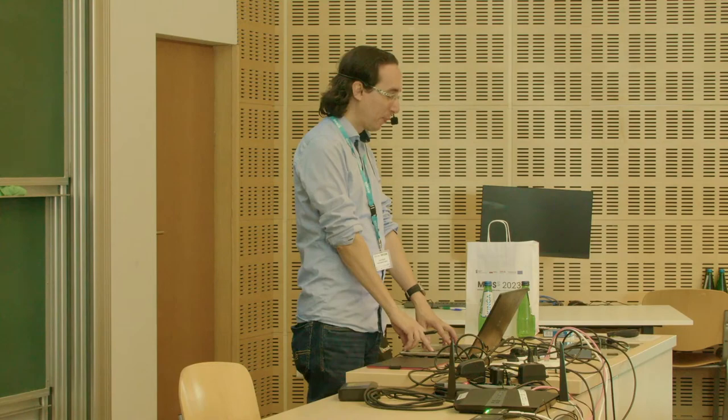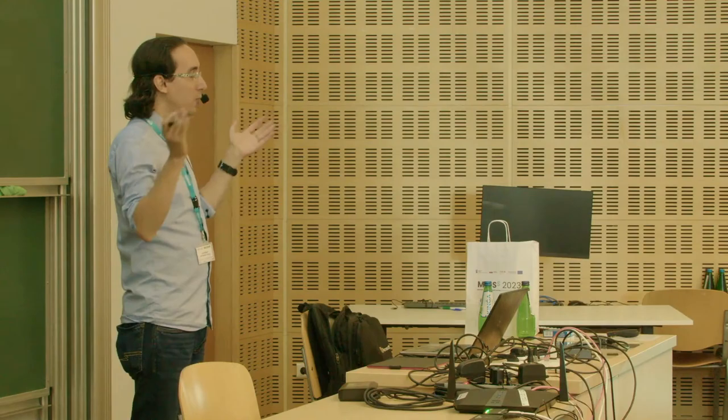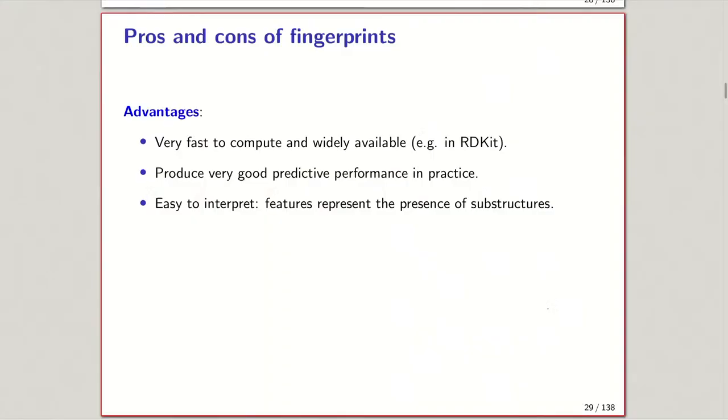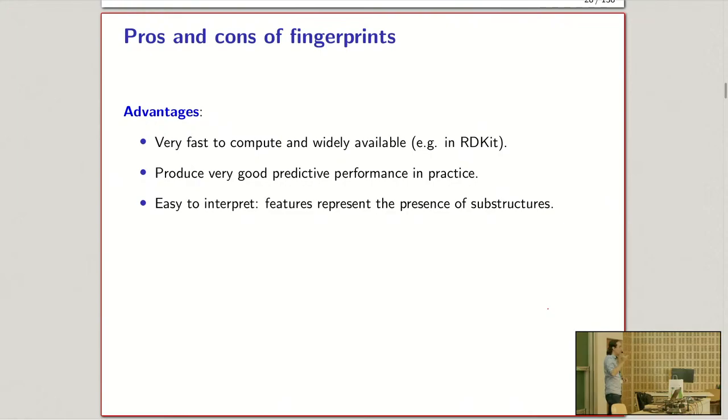Great. So let's have a look at some of the advantages of fingerprints. They are very fast to compute. It's mainly hashing, and this can be done very fast. And you do it only once. You have your molecular graphs, you run your fingerprint method, and then you get your feature representation. Because it's very simple, it surprisingly produces very good predictive performance.